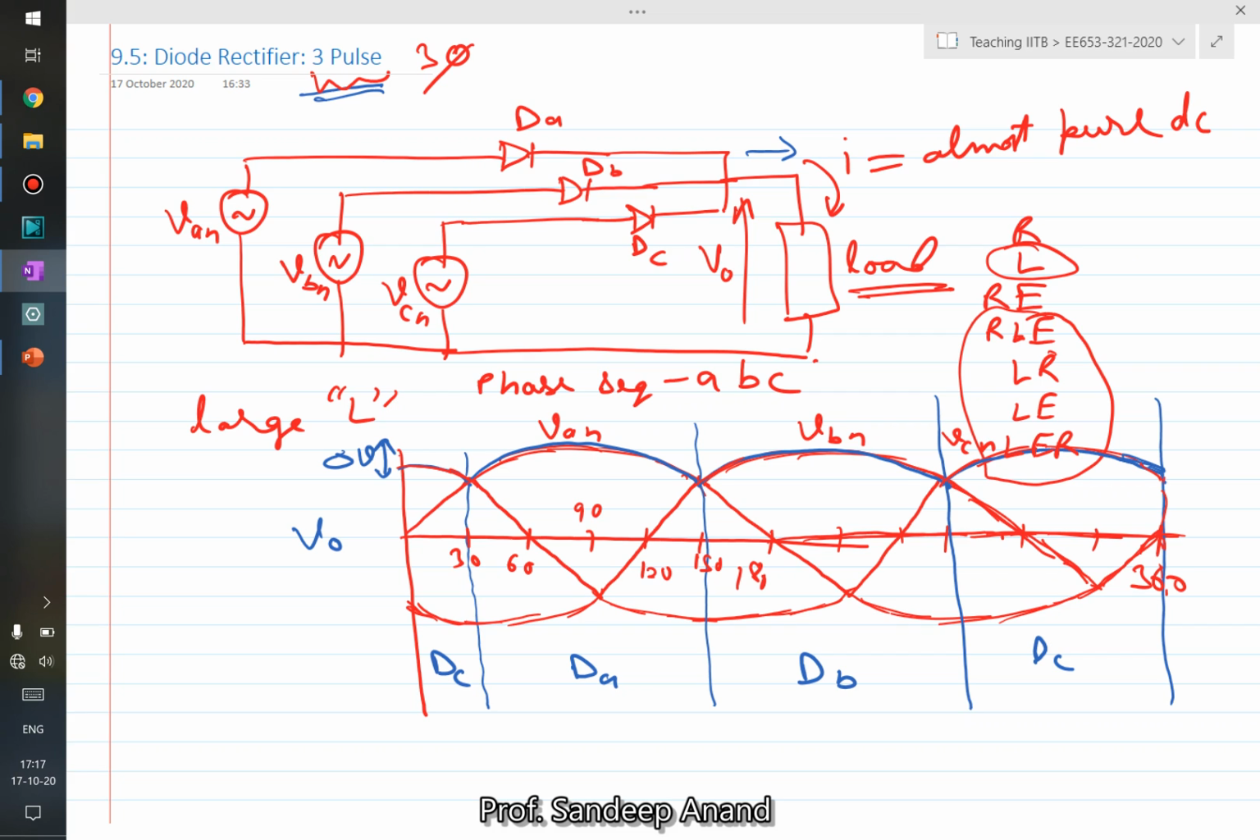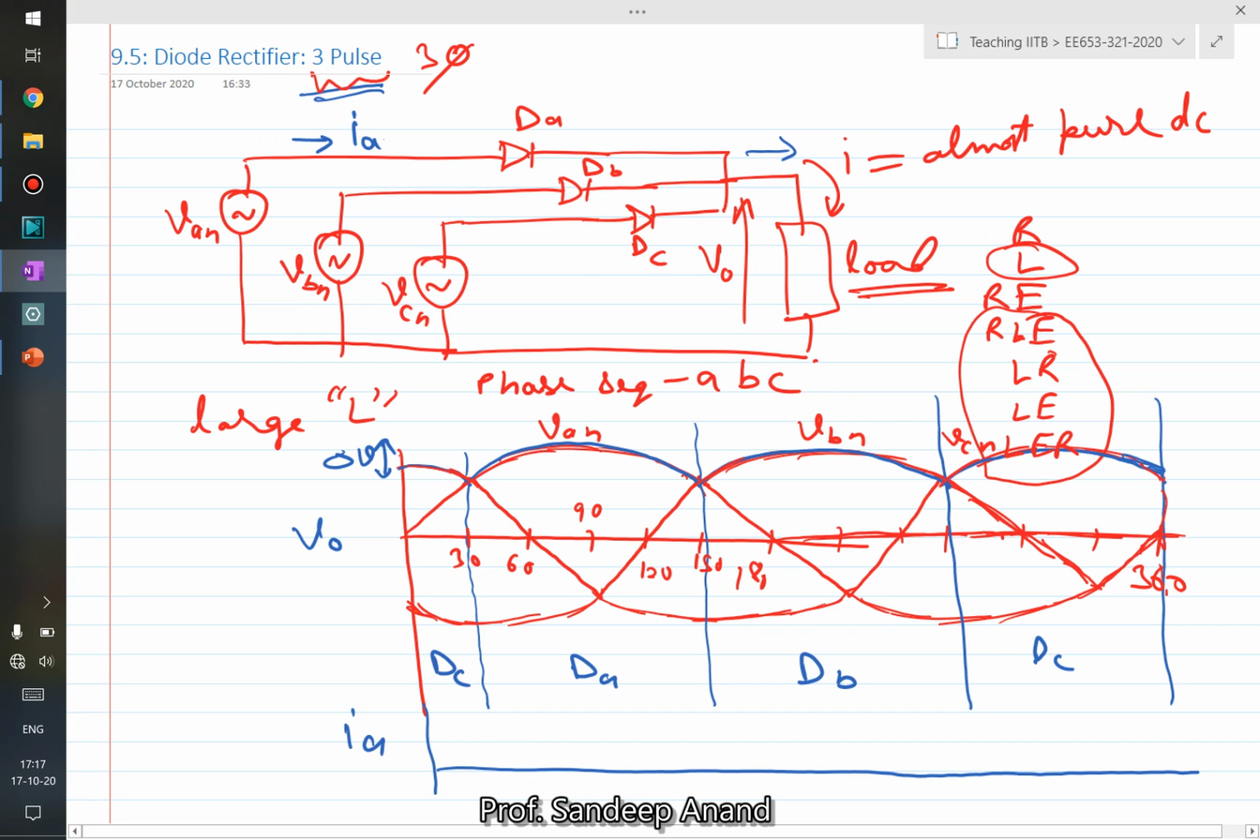Alright, now one more thing which you should observe in this circuit is the input current. So how does the input current look? Let me draw only IA, right? How would IA look? It is 0 except when diode DA is conducting. At that time it becomes equal to I, and I'm assuming I to be constant. So this is how my IA would look, right? And this would repeat.